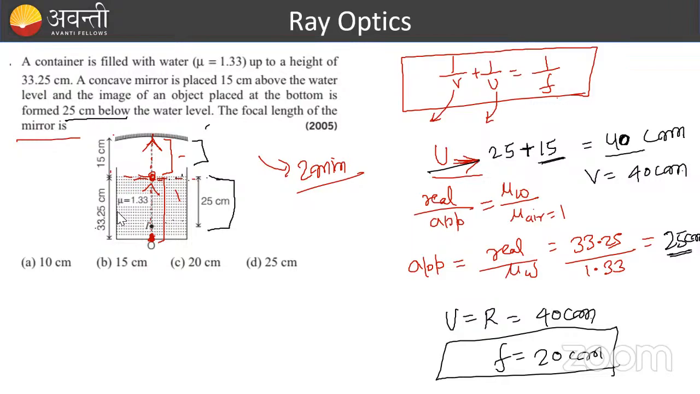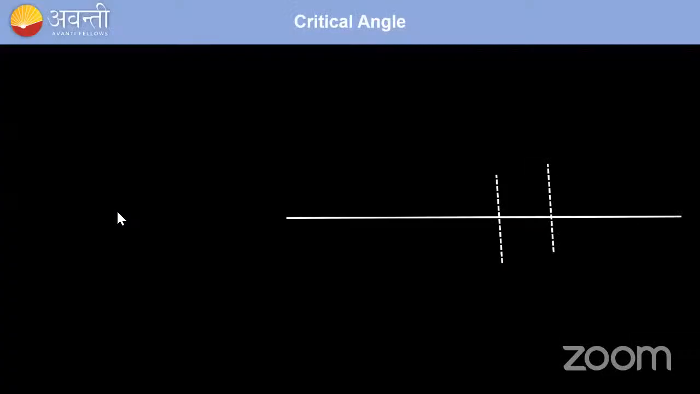Okay, let's move on. Now what are we going to read? We are going to read total internal reflection.